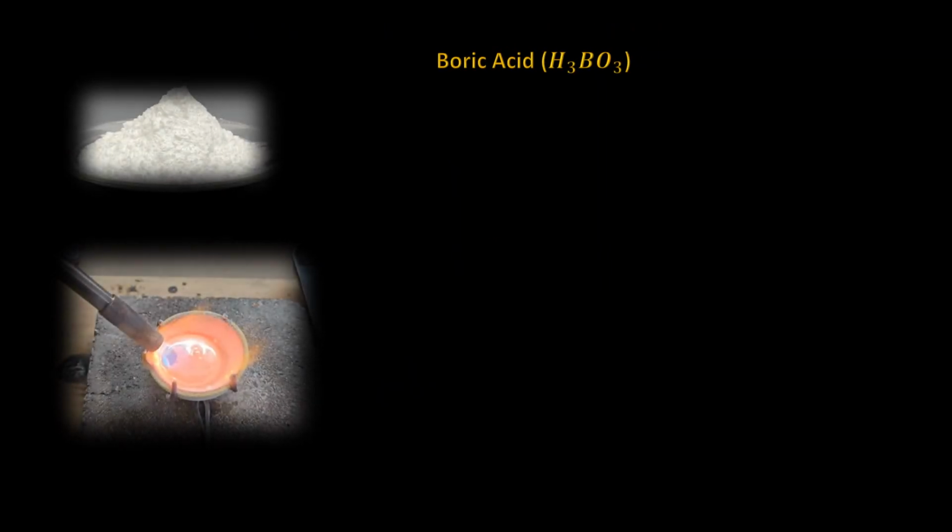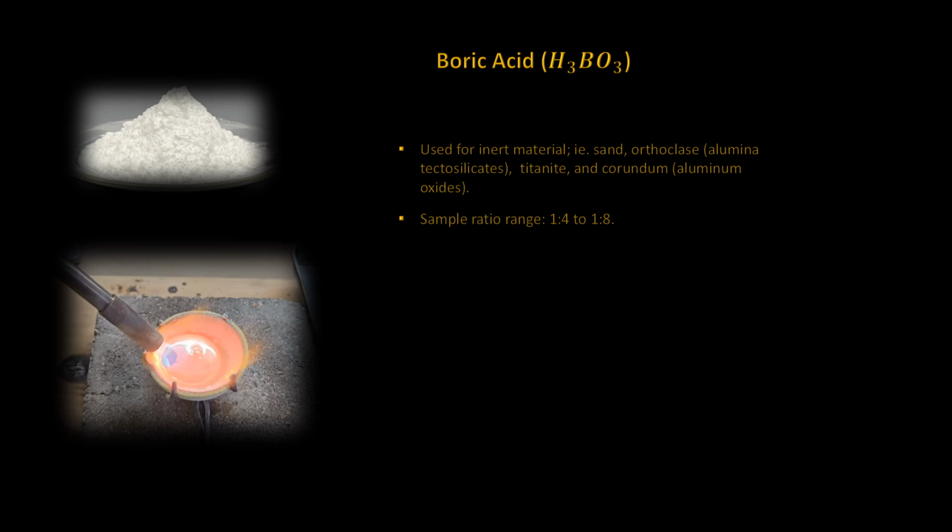Boric acid is mostly used for the dissolvement of inert material. This would include, but is not limited to, sand, orthoclase, which is an aluminum tectosilicate, titanite, and corundum, which is mainly aluminum oxide. The sample to flux ratio will range from 1 to 4 to 1 to 8. This is totally dependent on the sample matrix or ore type.